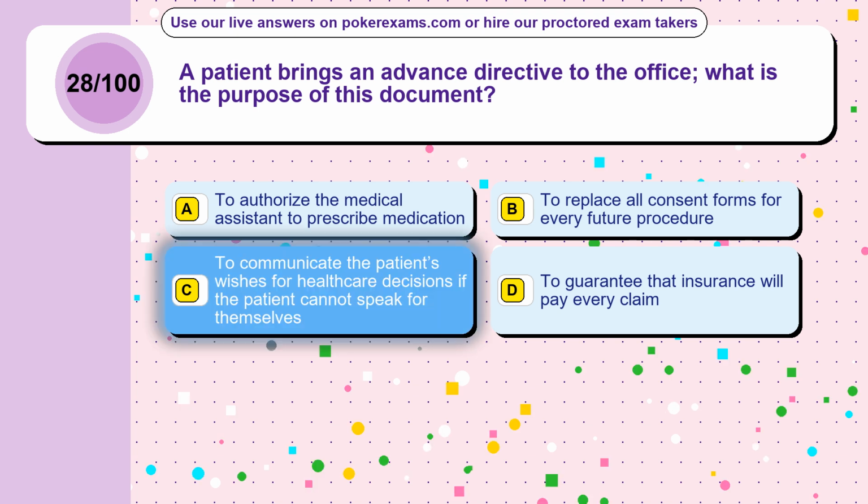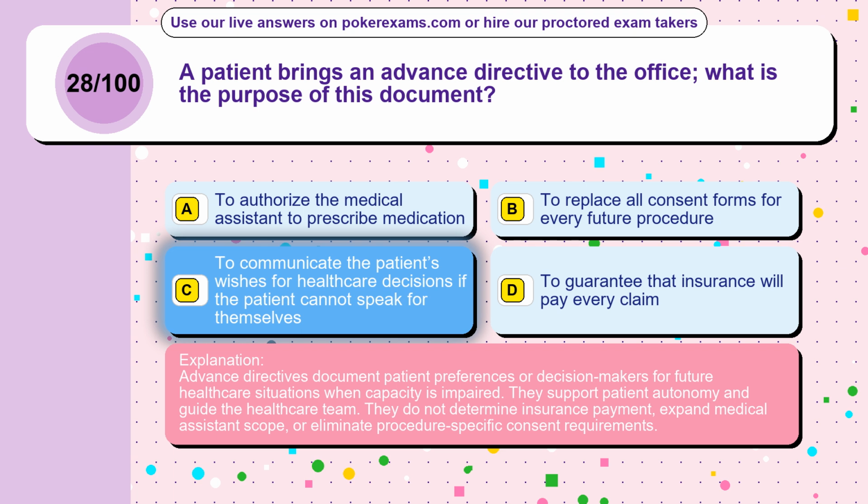The correct answer is option C, to communicate the patient's wishes for healthcare decisions if the patient cannot speak for themselves. Advance directives document patient preferences or decision-makers for future healthcare situations when capacity is impaired. They support patient autonomy and guide the healthcare team. They do not determine insurance payment, expand medical assistant scope, or eliminate procedure-specific consent requirements.